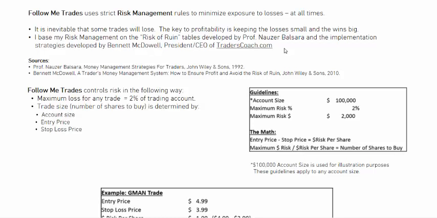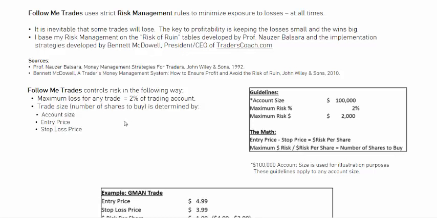There are losing trades. My winning rate's about 67%. That means about 33% of them lose. But I'm very profitable with those statistics, and the way I do that is controlling how much loss there is on the losers. I use principles based on the risk of ruin tables developed by Professor Nasser Balsara, and really the strategies that Bennett McDowell from TradersCoach.com has come up with to implement them. He was my mentor, still is, and these methods really work, and they protect us from loss and help us be profitable.